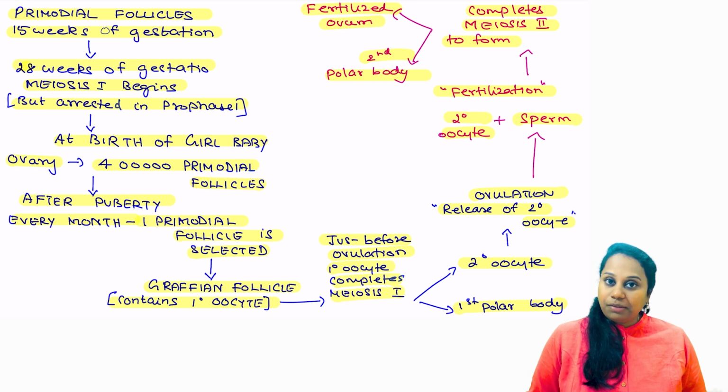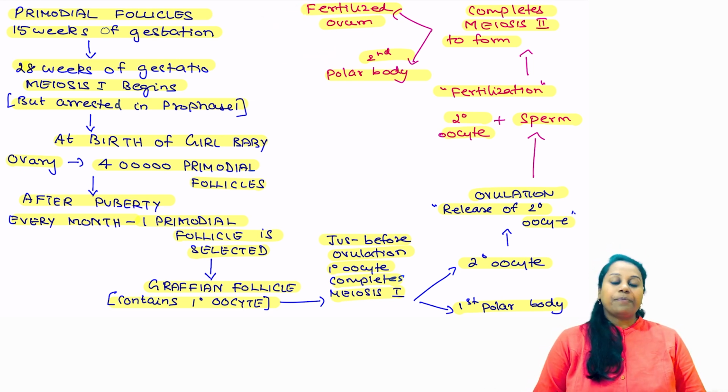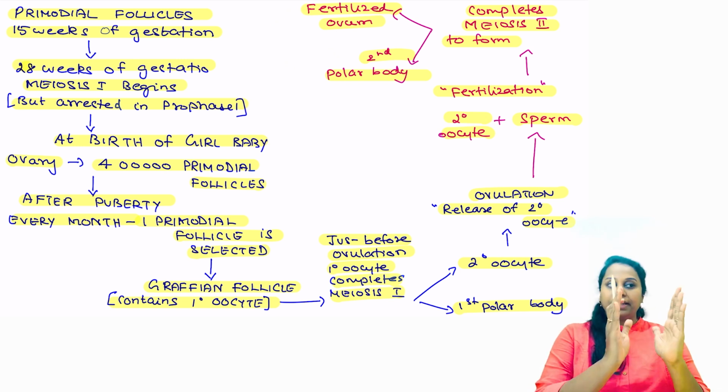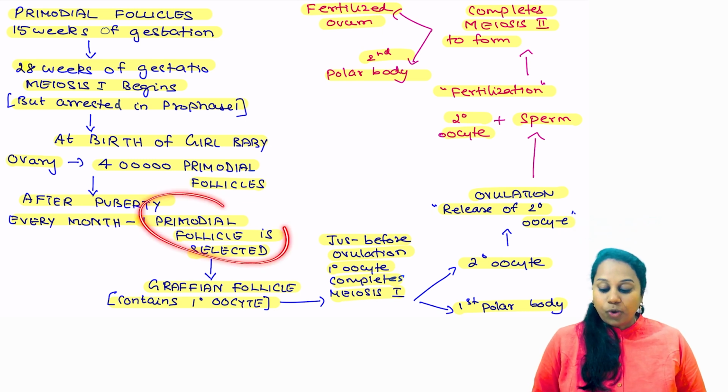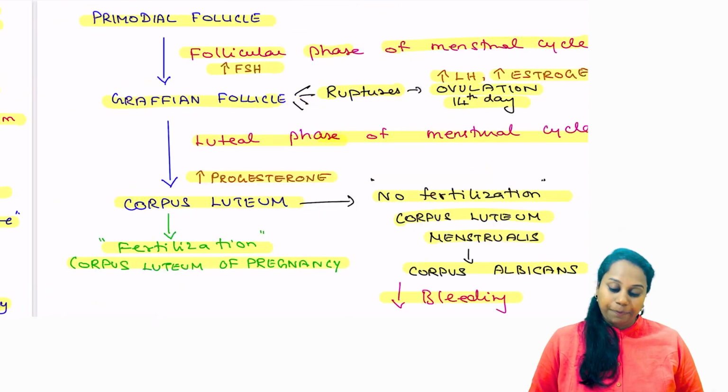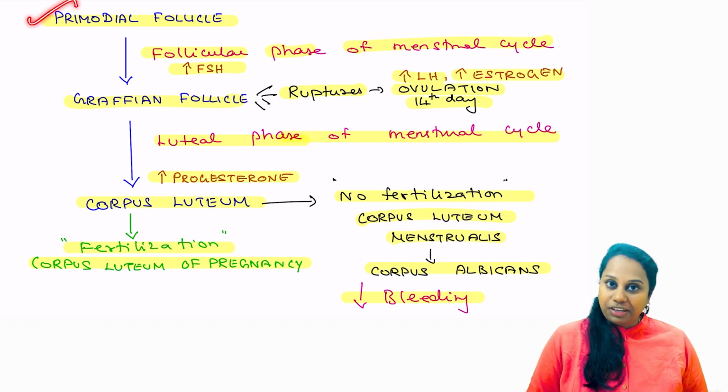And on completing meiosis 2, it forms a fertilized ovum and a second polar body. This is the process of oogenesis. What is the menstrual cycle here? Every month during the menstrual cycle, in the first 14 days, one primordial follicle is selected and converted into the Graafian follicle. So let's see that. So every month, one primordial follicle is selected and converted into a Graafian follicle.